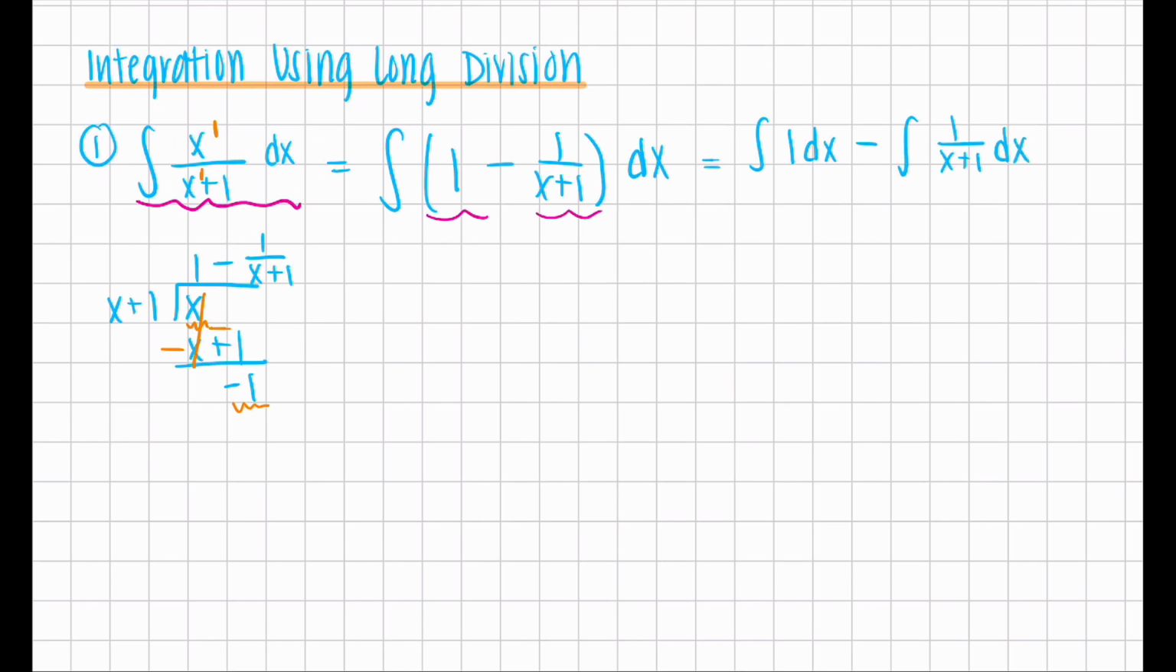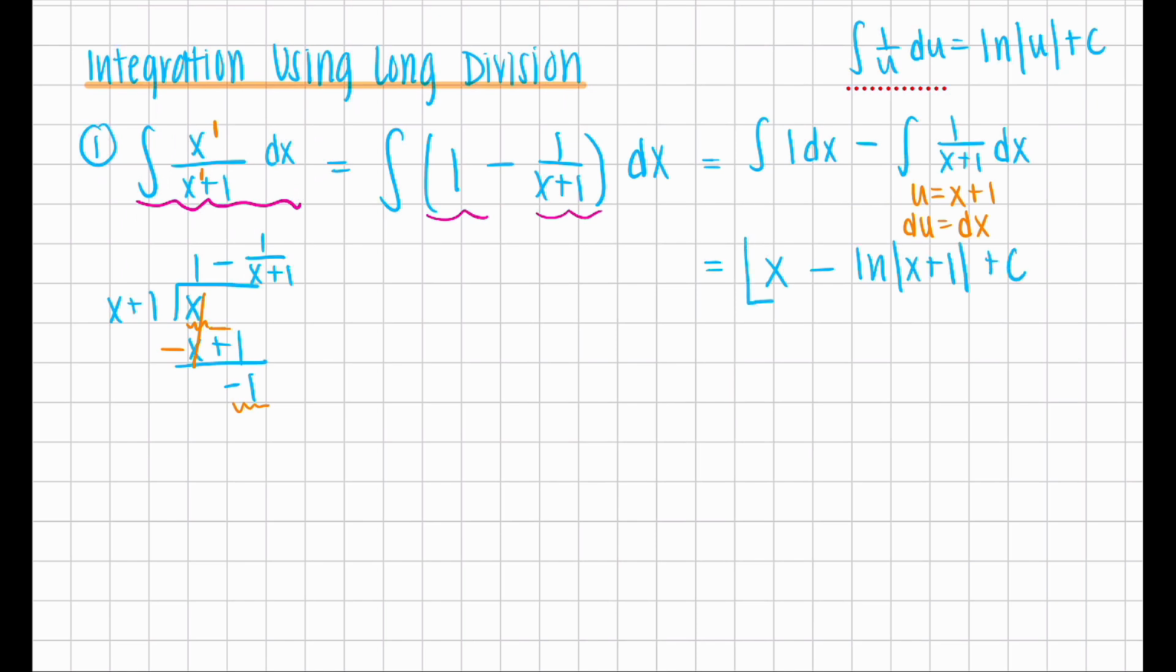For this first integral, when I integrate 1, I get x plus c, but I'm going to put that at the end. For the second one, I am going to be using u-substitution. u is x plus 1. du is dx, so we don't need to worry about changing anything in the problem. I'm going to get minus, keep in mind that the integral of 1 over u du is the natural log of u plus c. So I'm going to get the natural log of x plus 1 plus c. And that is your answer.